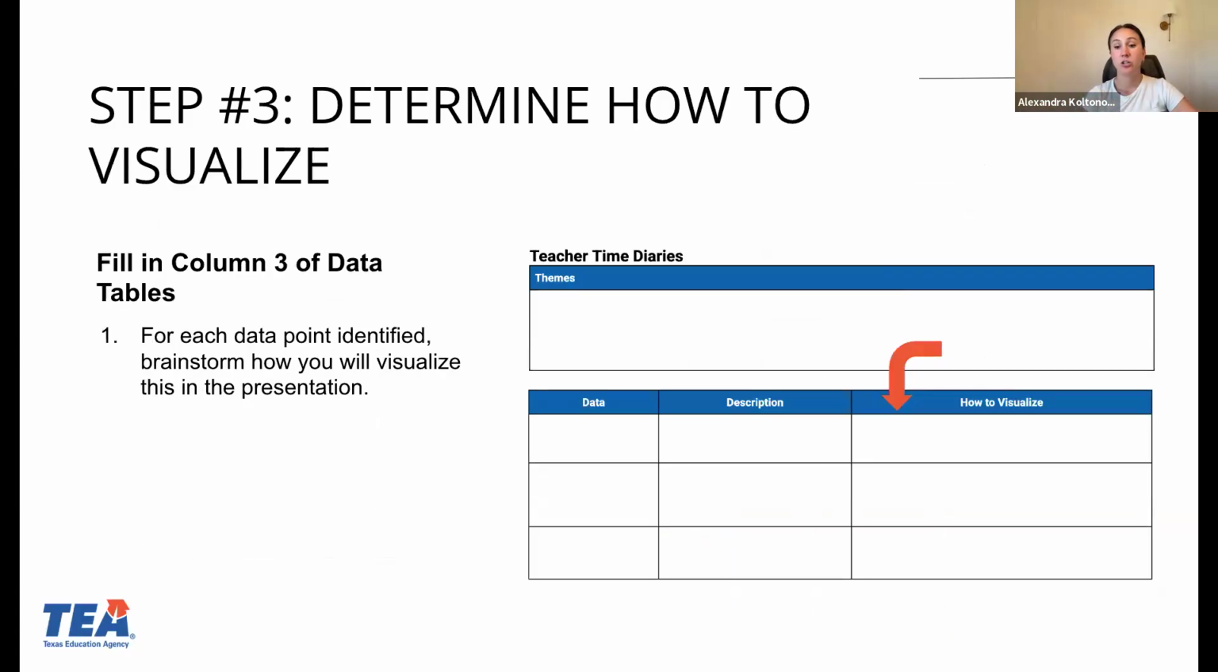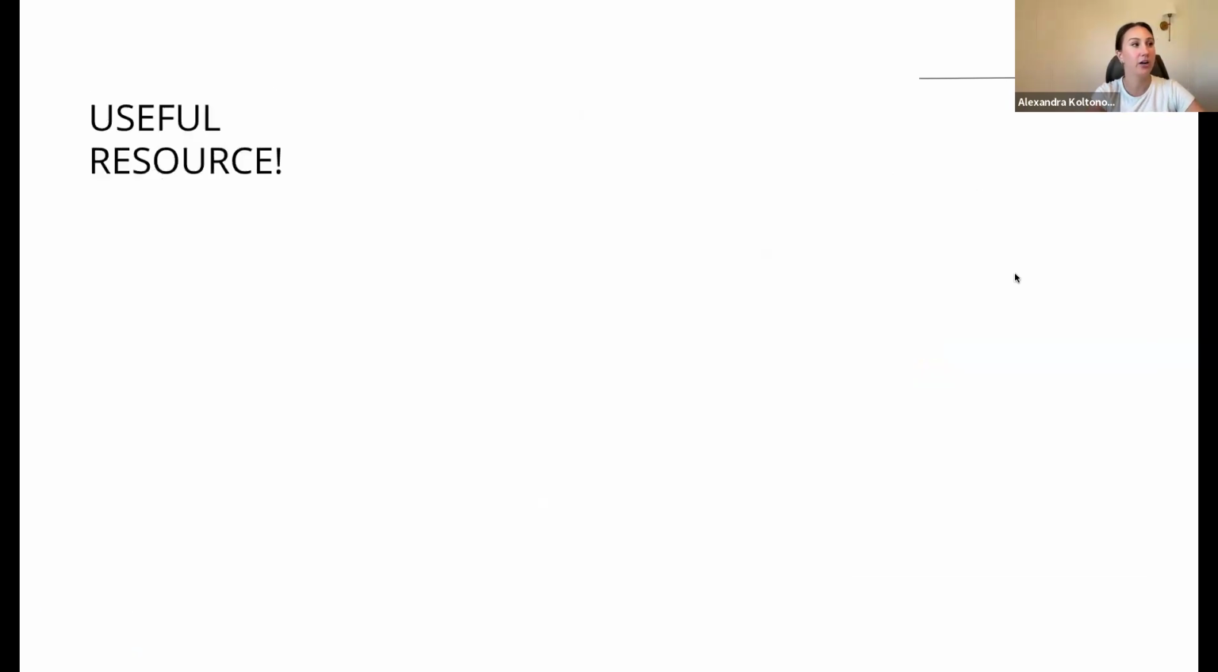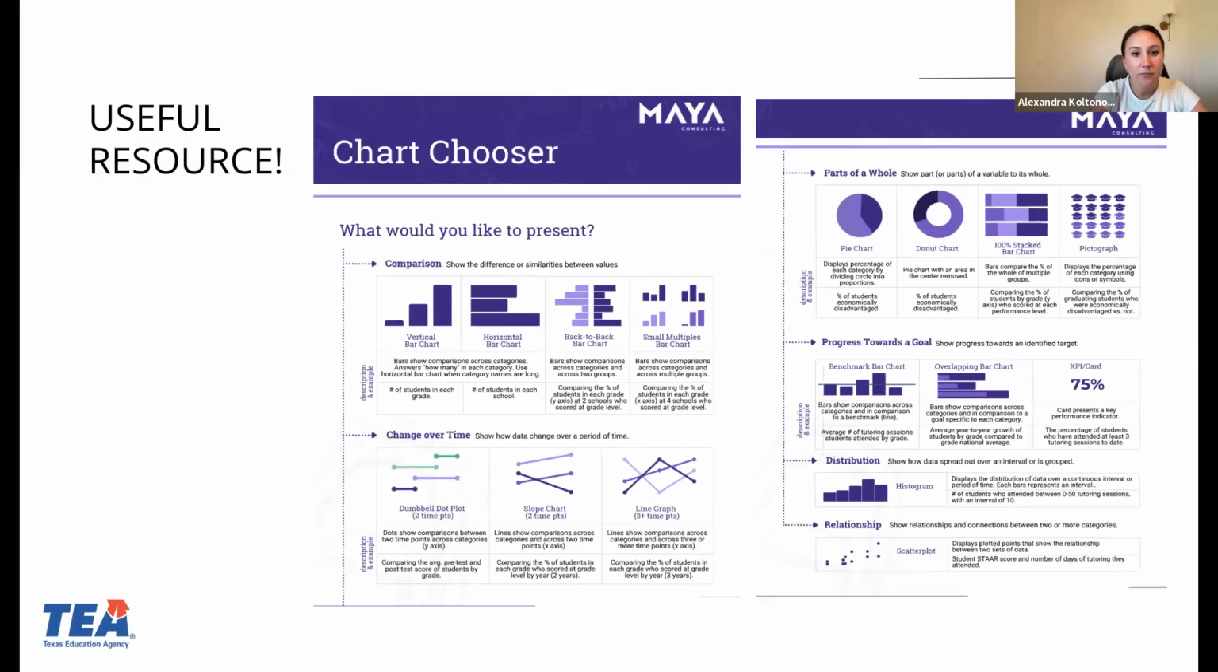The next step is to determine how you're going to visualize the data. So once you've actually identified the data that you're going to include, we're going to say, how are we going to visualize it on the presentation? So I'm going to share this resource that we have. I'm going to share my screen to show it, but it's a chart chooser document.